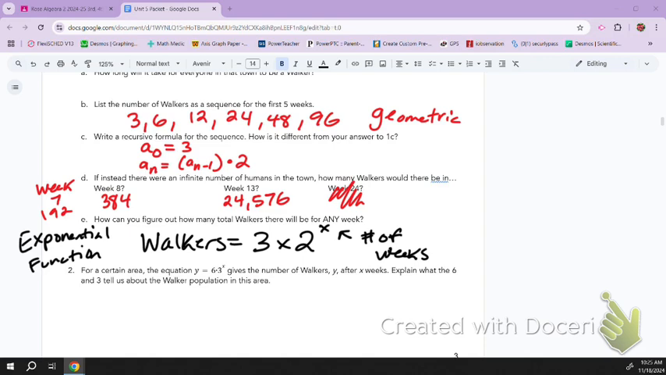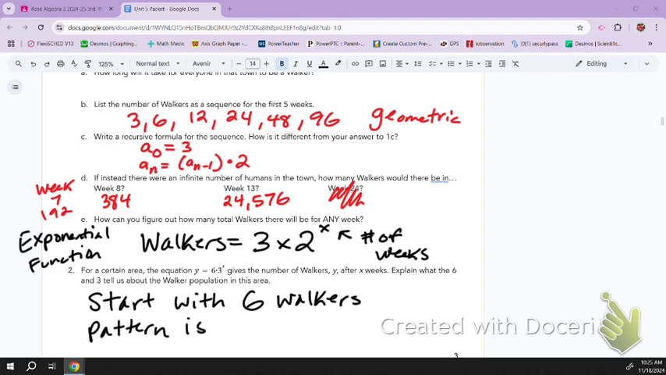Number 3 says, for a certain area, the equation is y equals 6 times 3 to the power of x, where y is the number of walkers and x is weeks. Explain what the 6 and the 3 tell us about the walker population in this area. Turn and talk with your group. What does the 6 and 3 mean in terms of the walker population? Start with 6. And then the pattern is times by 3, or you could say triples.